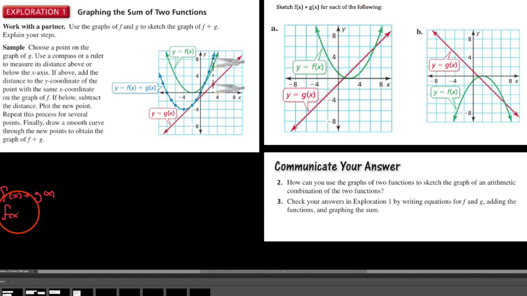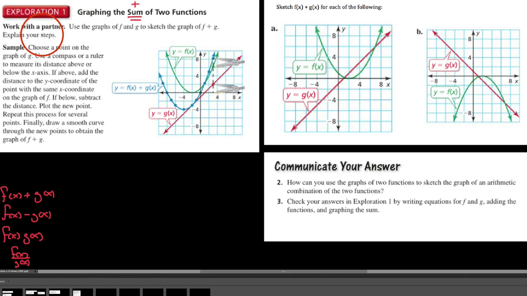Or maybe we take all the y values of an initial function and subtract it. Or maybe we multiply these things together, or we divide these things together, but we can actually do what we do with real numbers with functions as well, since they represent some output number. So if that's our goal, what we're going to do in this video is explore graphing the sum of two functions.